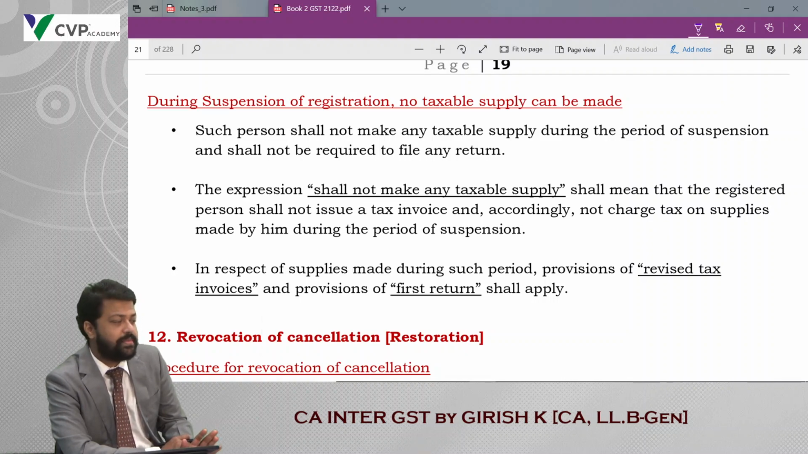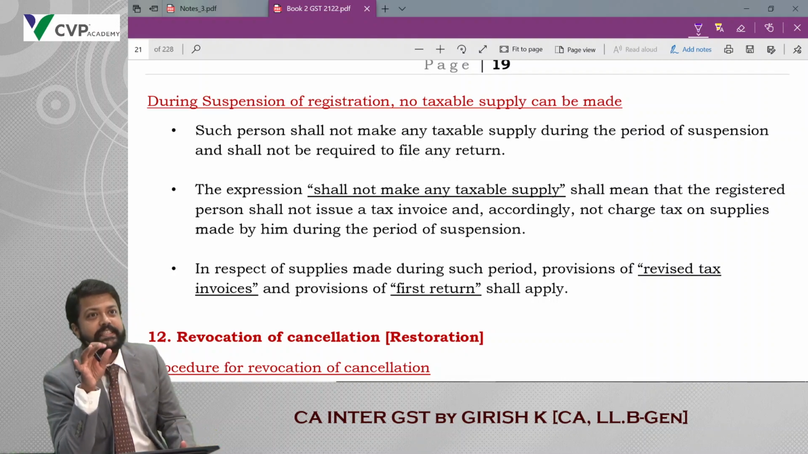He will continue his business. Accordingly, no tax is charged on supplies made by him during that period. He is not restricted from doing business or making supplies, but he is only restricted from collecting tax on that. So he cannot issue a tax invoice.